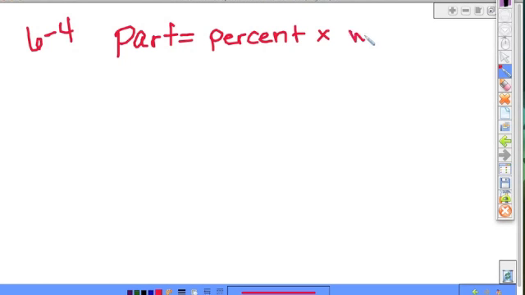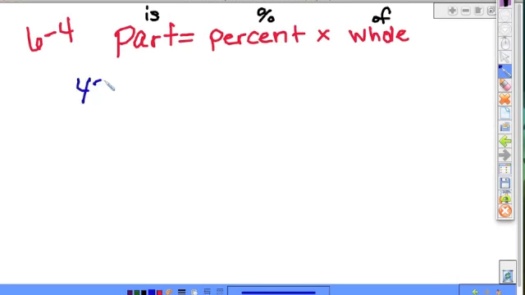times the whole. If you remember from the previous lesson, our part is our "is" number and our whole is our "of" number. And then of course the percent is any number that has the percent sign with it. As long as you put these in the right spot, the math of that is actually very easy. Okay, so let's try this.